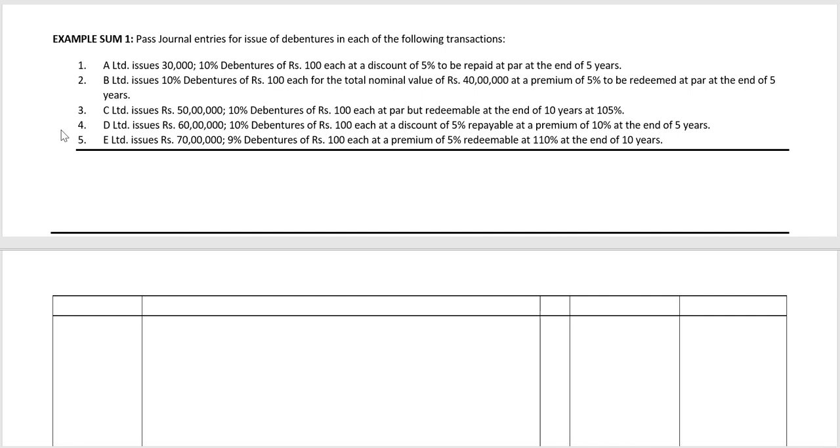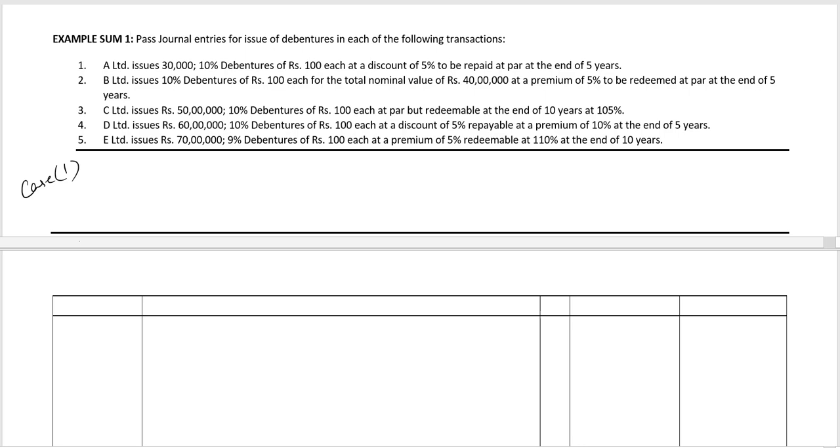We will begin with the first case, case 1. Case 1 says A Limited issues 30,000 10% debentures of 100 each at a discount of 5% to be repaid at par at the end of 5 years.